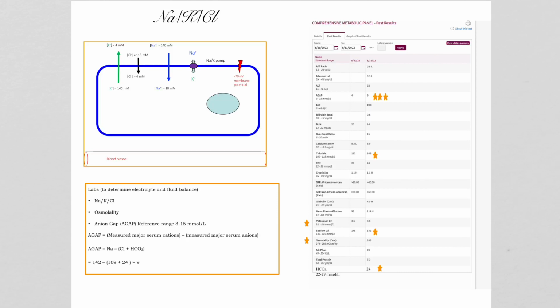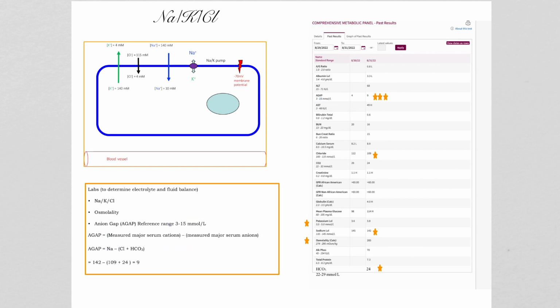So the reference range for the anion gap is around 3 to 15 millimoles per liter. That's because a positive number means the amount of cations is greater than the amount of anions. And that's why you see a positive number between 3 and 15.